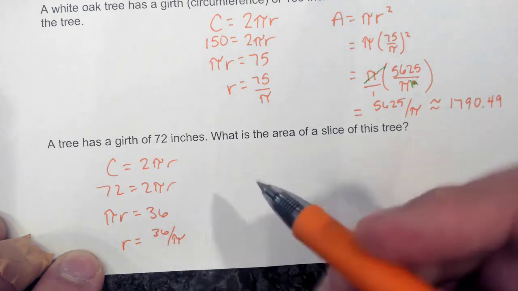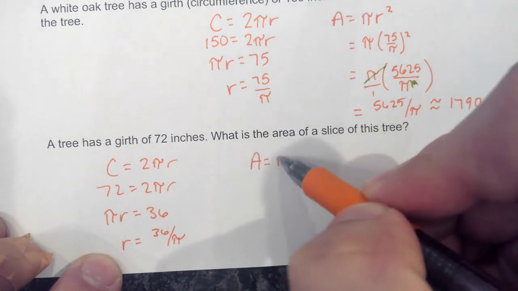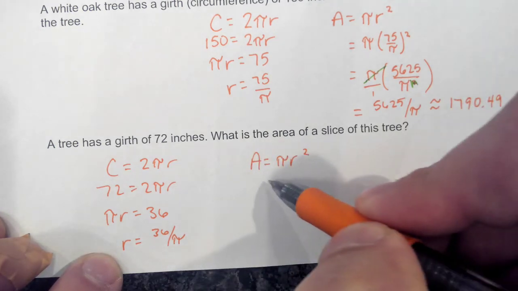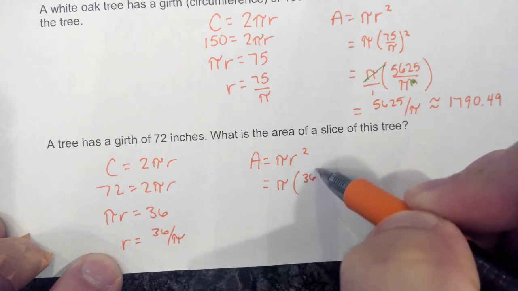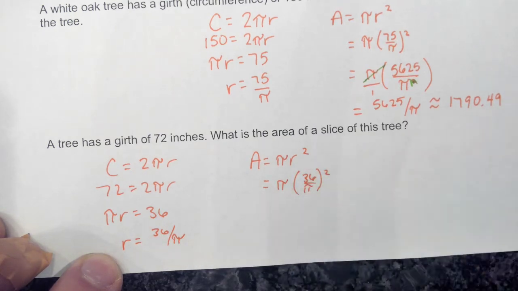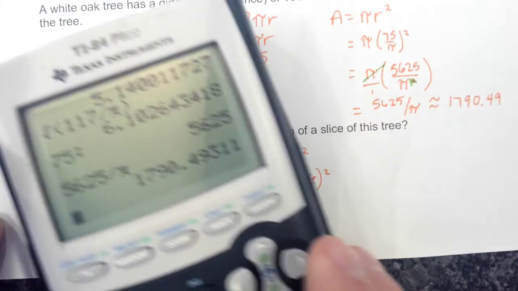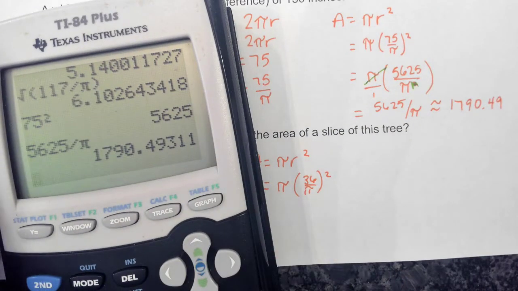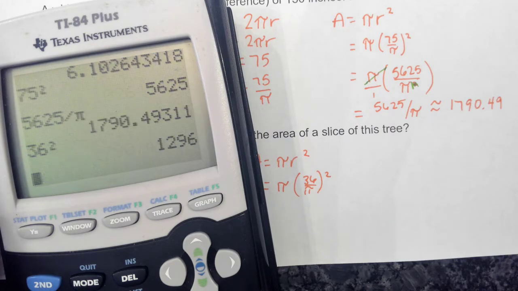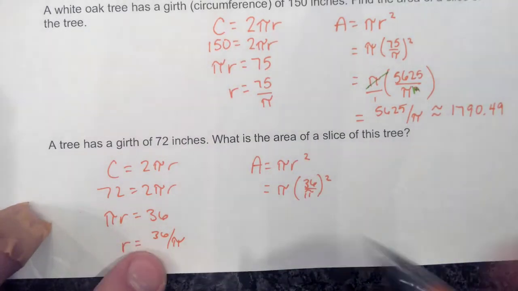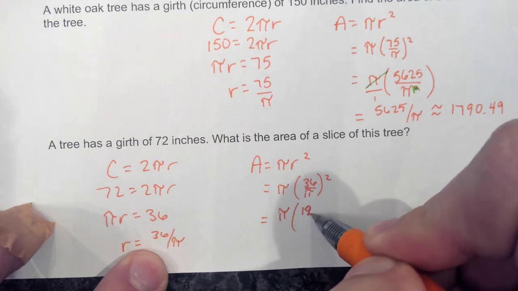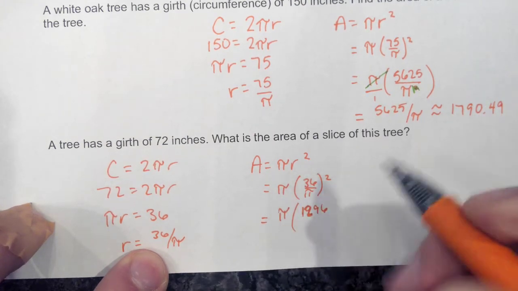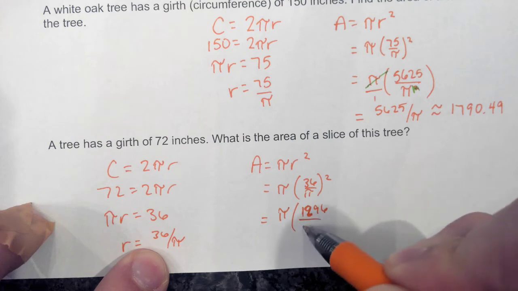If you plug that into the area formula, that would be pi times 36 over pi squared. So this is where you pull out your calculator, because that's going to be a large number, 36 squared. So 1296. So my area equals pi over 1296 over also pi squared.